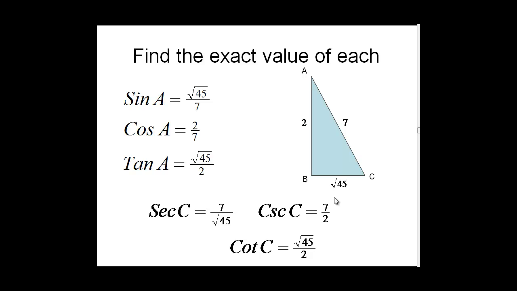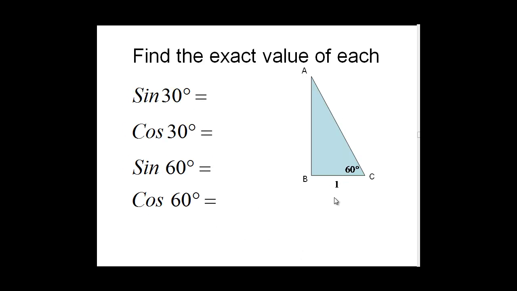So you need to know what those ratios are, you need to get those memorized. Okay, finding some exact values. If I give you a 60-degree angle, earlier we memorized some things. This 1, we double to get the hypotenuse, which makes 2. We put the square root of 3 to get the vertical component. So that's 2 and the square root of 3.